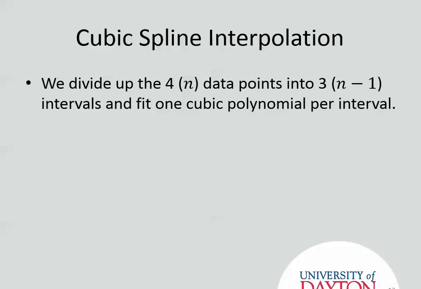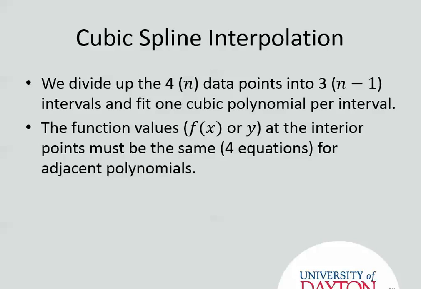So we're going to use some of this information to come up with these 12 equations that we want. Our first rule about the equations is that the function values, either you can think about it in terms of f of x or the y values, at the interior points that we have must be the same for the adjacent polynomials. So what does that mean? Let's break it down. What are our interior points? Which ones are our interior points out of these 4? The 1s and the 2s, because they're the interior points here.